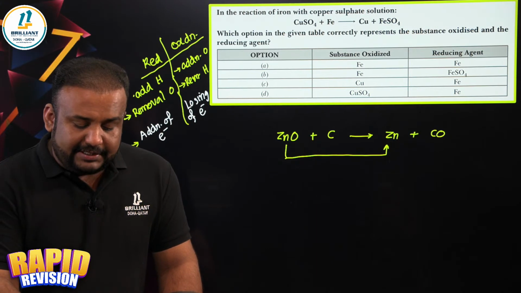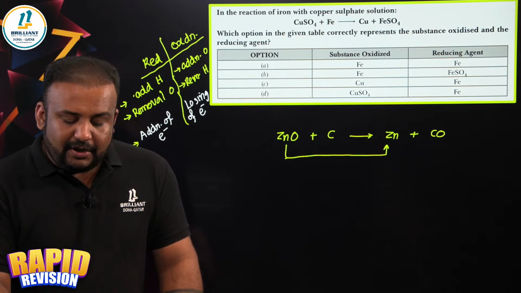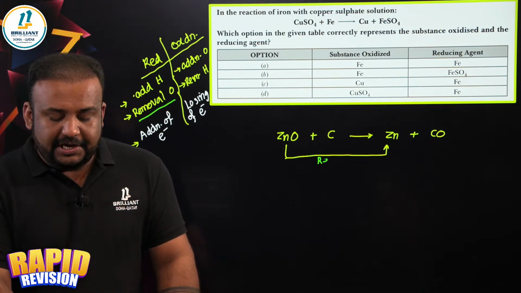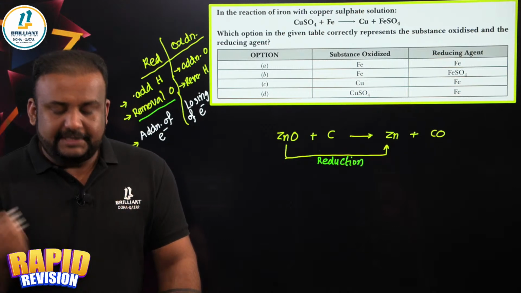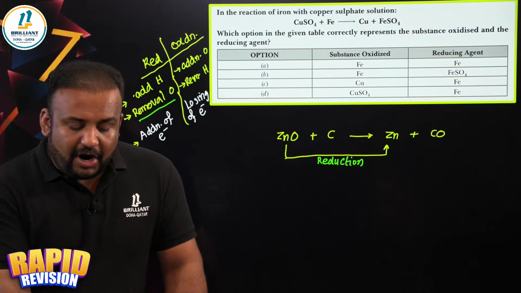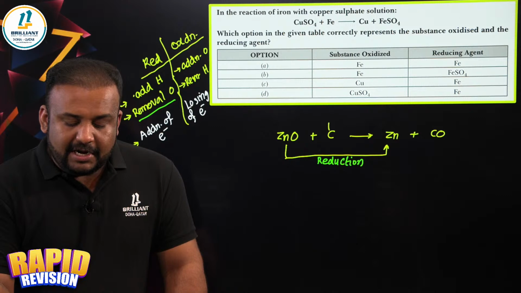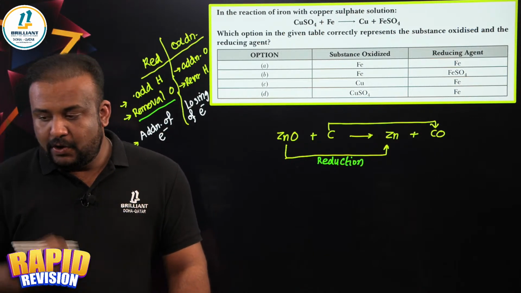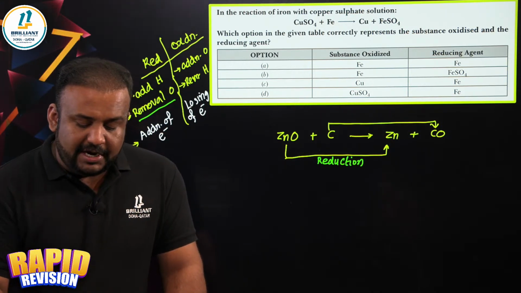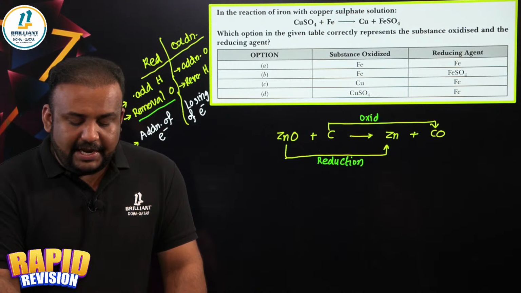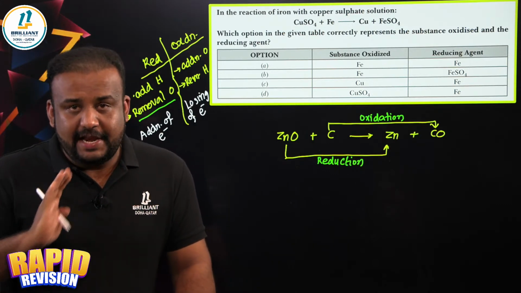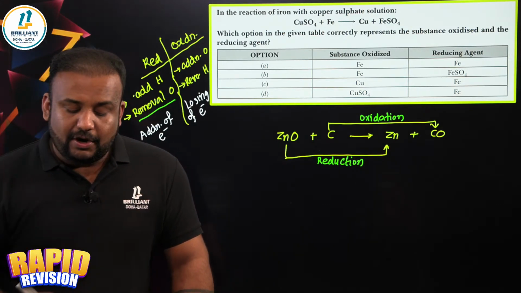In the case of zinc oxide, zinc oxide is losing oxygen. So as I said, removal of oxygen is called reduction. So this process where zinc oxide is getting converted into zinc is reduction. Now look at what happens to carbon. What is happening to carbon? Carbon is gaining oxygen, so it becomes carbon monoxide or CO. So in this process, carbon is gaining oxygen, and addition of oxygen is called oxidation. Now up to this, everybody is very clear. What is reduction? What is oxidation?